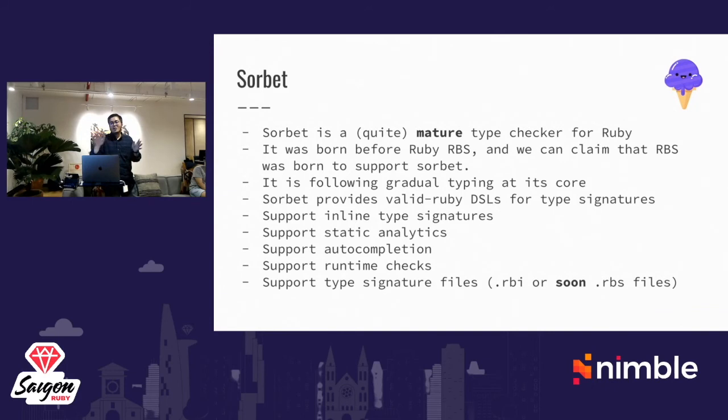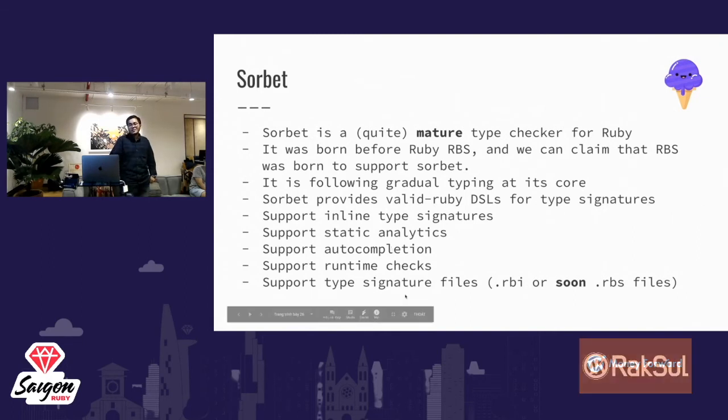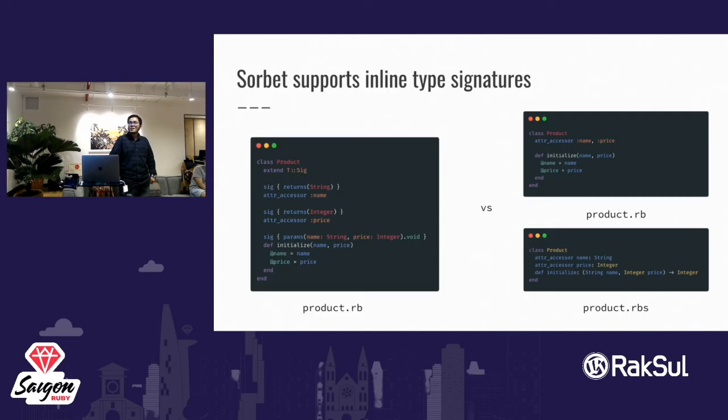Sorbet has a lot of other features, such as static analysis for you to catch errors at compile time. It supports auto completion in your editor or IDE. And it even supports type signature files, just like Ruby RBS. So let's look into some examples.